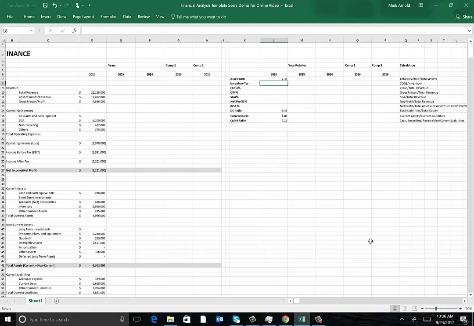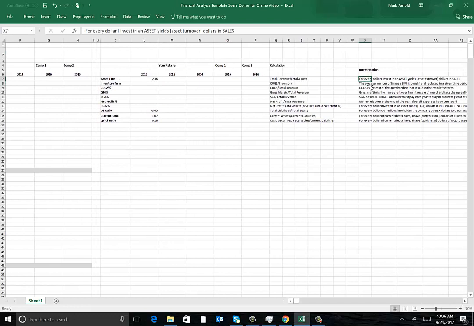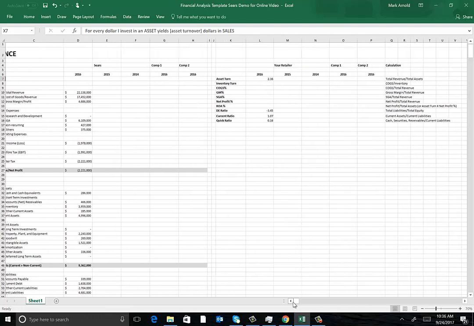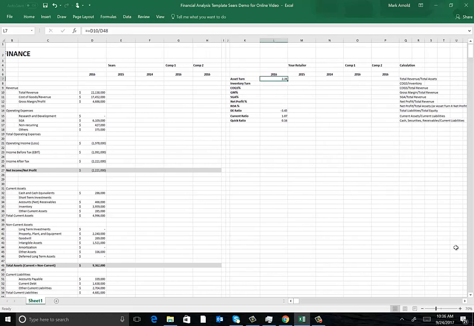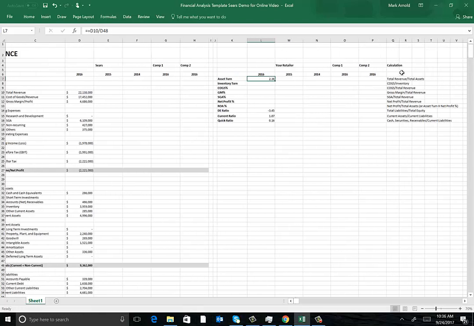And again, if you look over here, if you go over even farther, every dollar I invest in an asset yields X dollars in sales. So interpreted here for Sears, for every dollar Sears invests in an asset yields $2.36 in sales. Sounds good, but there's a lot of other moving parts here that can explain why Sears is in such deep trouble. Okay, so let's continue.